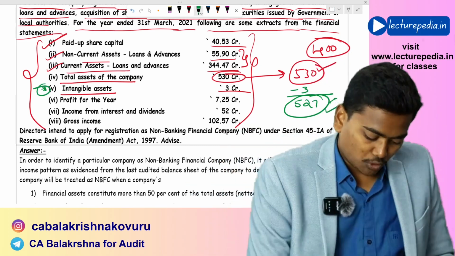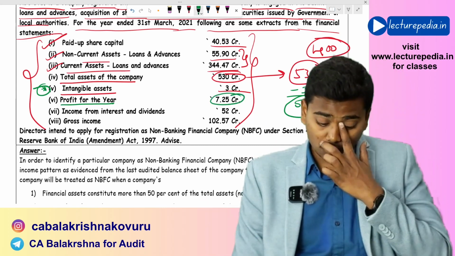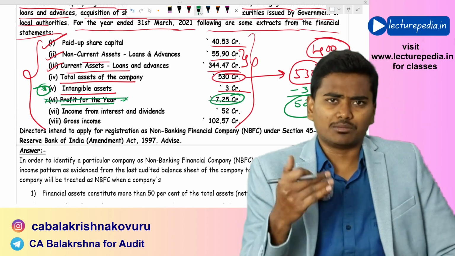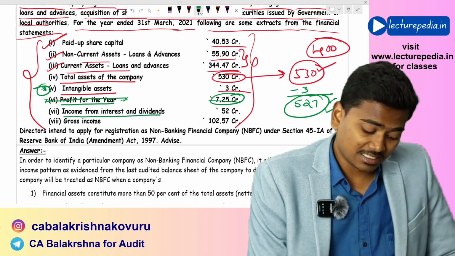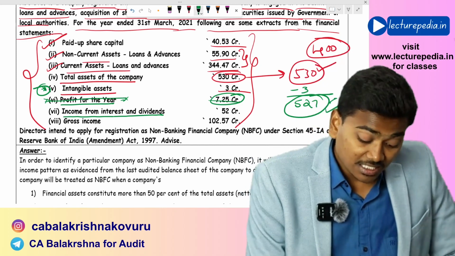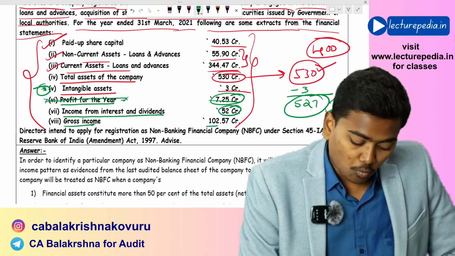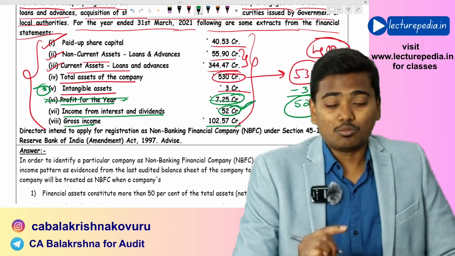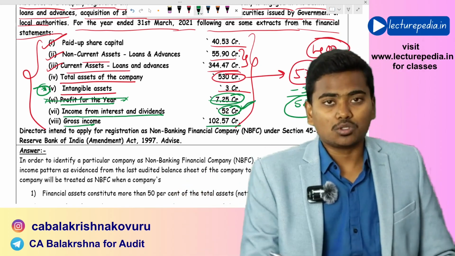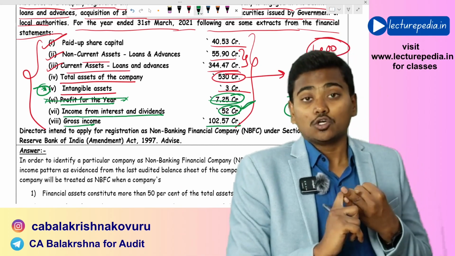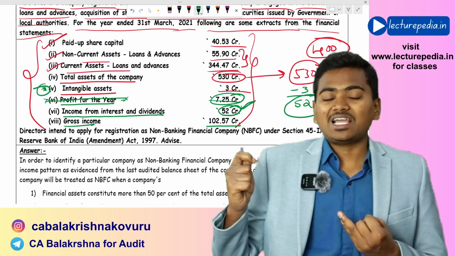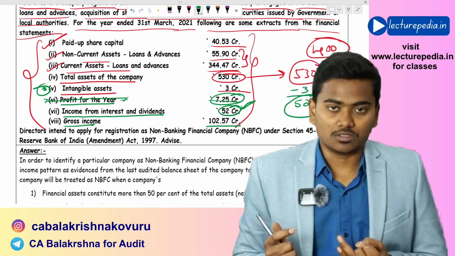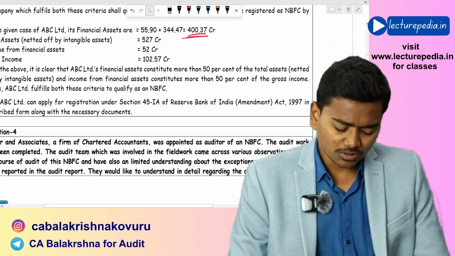And coming to the income portion, profit for the year is 7.25 crore. You need not consider this, this information is not relevant for us, because we are looking at income, not profit. Here income from interest and dividends, that is income from financial assets, is 52 crores, whereas gross income is 102.57 crores, so the income from financial assets is also more than 50% of gross income. So here both the asset criteria and income criteria are satisfied. So this particular entity will become an NBFC, and it needs to obtain a certificate of registration from RBI, and it needs to maintain net owned funds of 100 crores. The same you need to write.